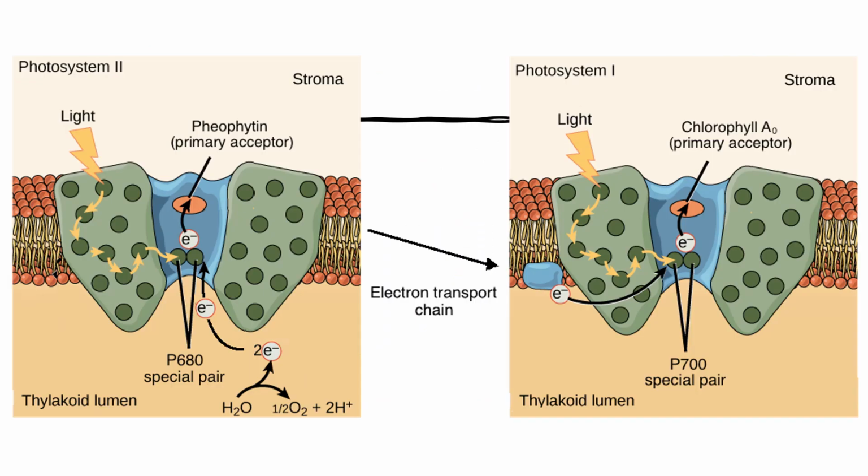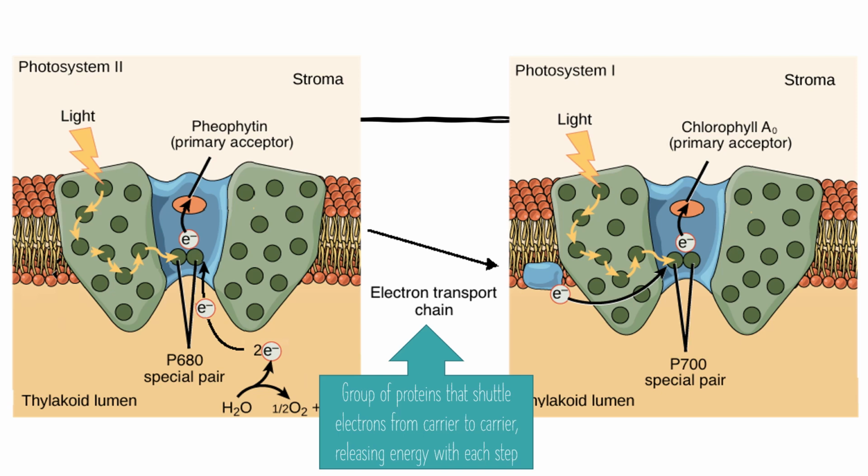Just a quick recall on your previous lessons about the electron transport chain. It is a group of proteins that shuttle electrons from carrier to carrier, releasing energy with each step. As you will see, the electron transport chain that links photosystem 1 and photosystem 2 provides energy for ATP synthesis. A second electron transport chain extending from photosystem 1 ends in the production of NADPH.